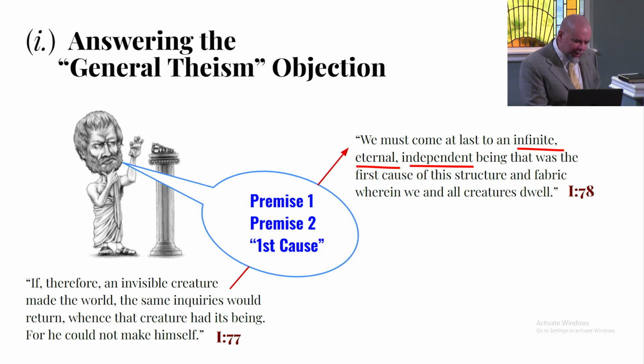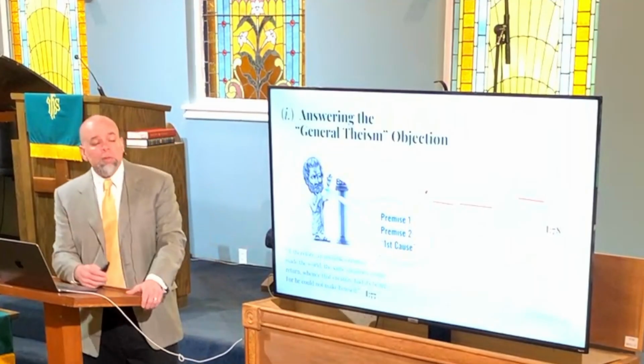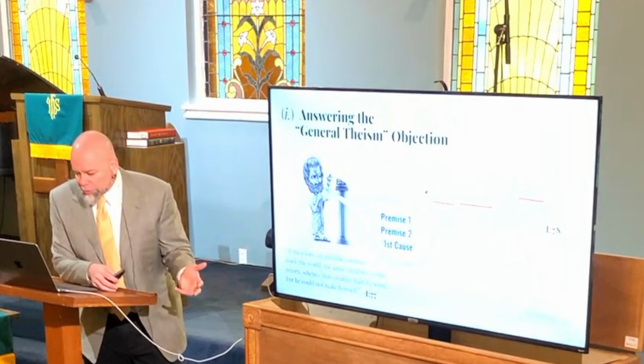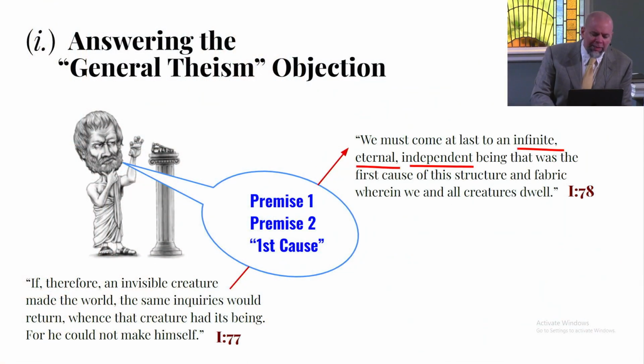Now, notice how he describes his own conclusion to the cosmological reason. This is not his only response. If it's even true that there must be a first cause to something in this universe, there are some other things that have to be true too. It begs some other questions. What about that first cause? Keep asking questions, in other words. He says, quote, "We must come at last to an infinite, eternal, independent being that was the first cause of this structure and fabric wherein we and all creatures dwell." Notice he comes up with four divine attributes that are necessitated.